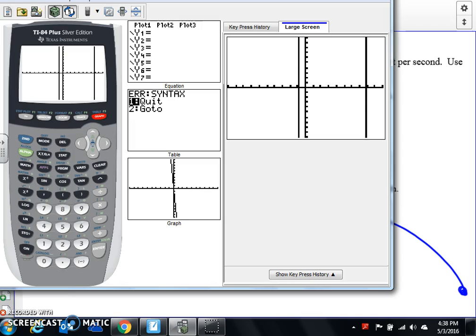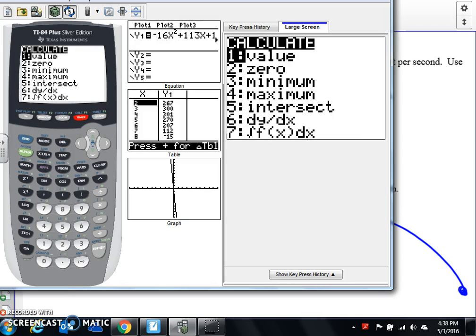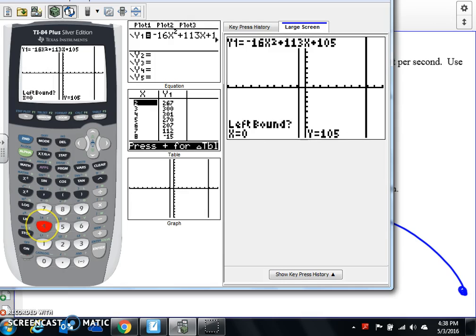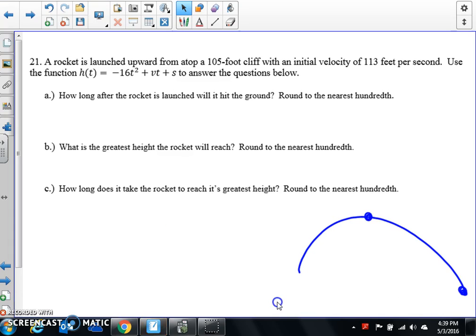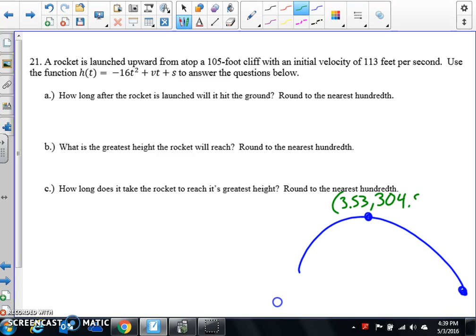Okay, so we find the maximum first by saying second calc max, which is 4. It always starts on my y-intercept, so I push enter. And then I go over until I see our little spider come down. Should be getting close. There he is. Okay, enter, enter. So our maximum is 3.53. You have to round to the nearest hundredth. So 3.53 comma 304.52.